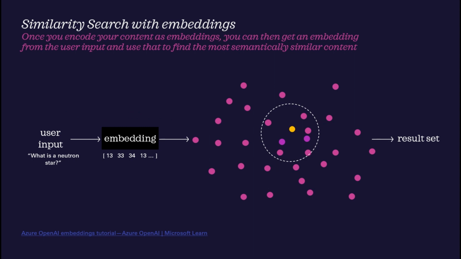Once you encode your content as embeddings, you can get them from your user input to find the most semantically similar content. For example, if the user input is what is a neutron star, you can get the embedding from that and use that to find the most semantically similar content, which will be shown as an output in your result set, which you can use to build an answer around.